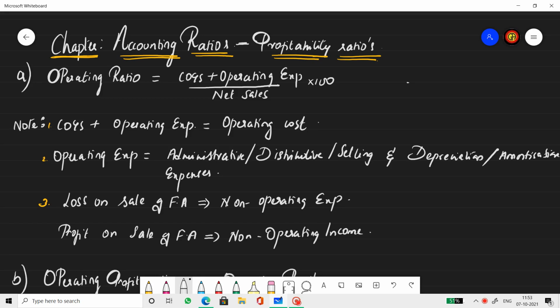Today we're going to do the remaining part of profitability ratios. Here, particularly, we're going to discuss in detail the operating ratio and the operating profit ratio. The first one is operating ratio. Operating ratio is cost of goods sold plus operating expenses by net sales into 100.